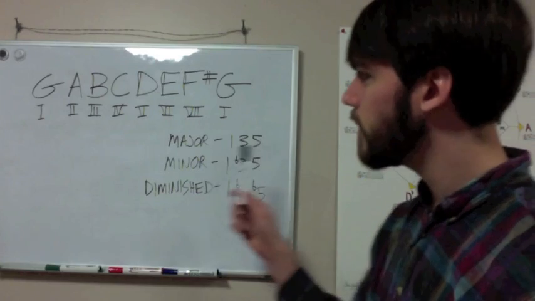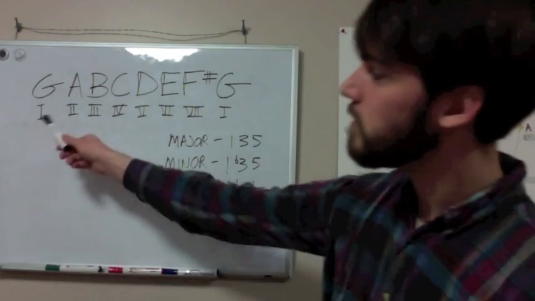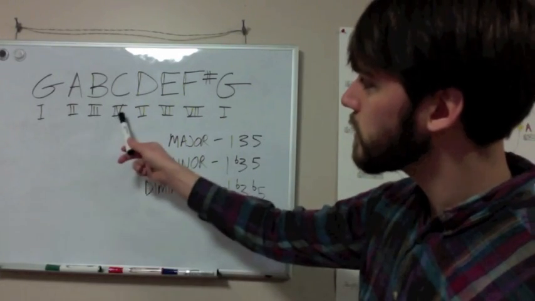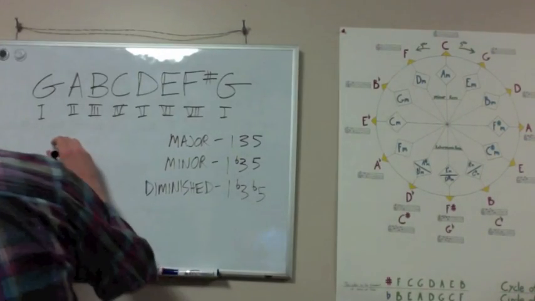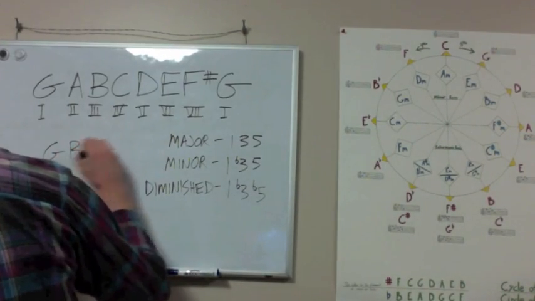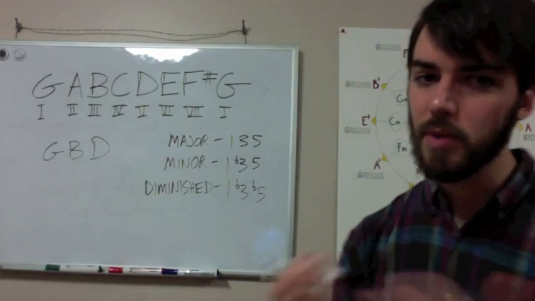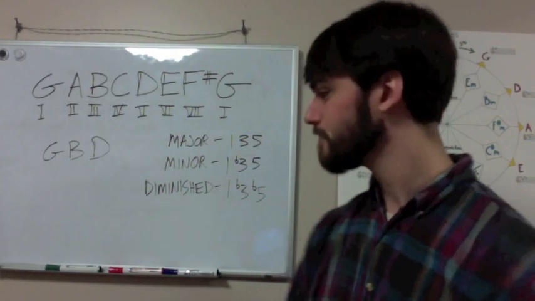So 1, 3, 5, that means we need to take a G note, and then we're going to skip over A, because that's 2, and we're going to take a B, because that's number 3, then we're going to skip over C, and we're going to take D. So if I take a G, B, and D, put those three notes together, and play them, I get a G chord, G major.